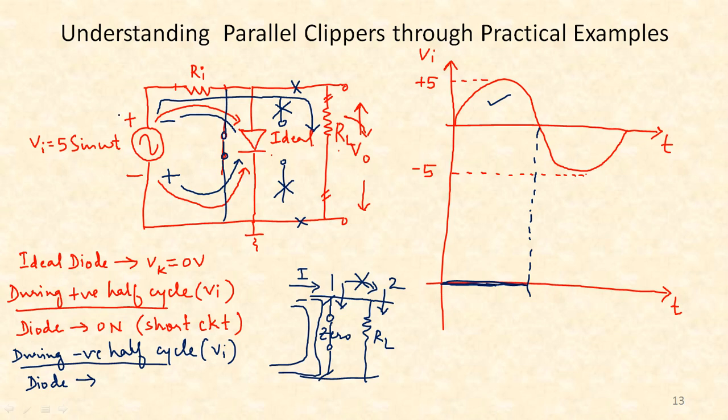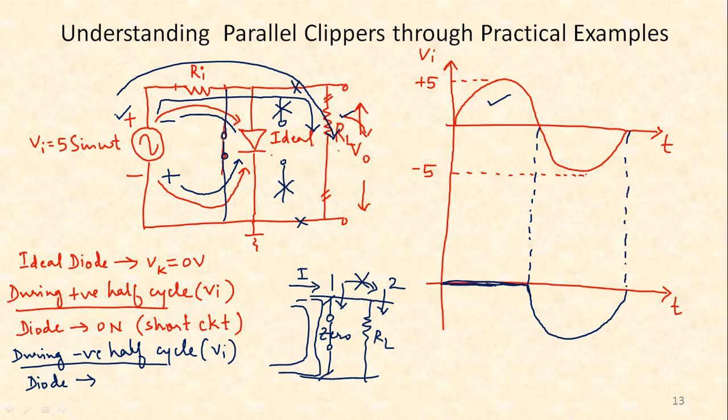Since the input signal and the load resistance are in parallel, and we know that whenever two paths are parallel, the same voltage has to appear. Do you understand? Whenever there are two parallel paths, the same voltage has to appear. So we can say that the entire input signal is appearing across the load resistance RL during the negative half cycle. So this is how the output appears to be, as simple as that. V naught.